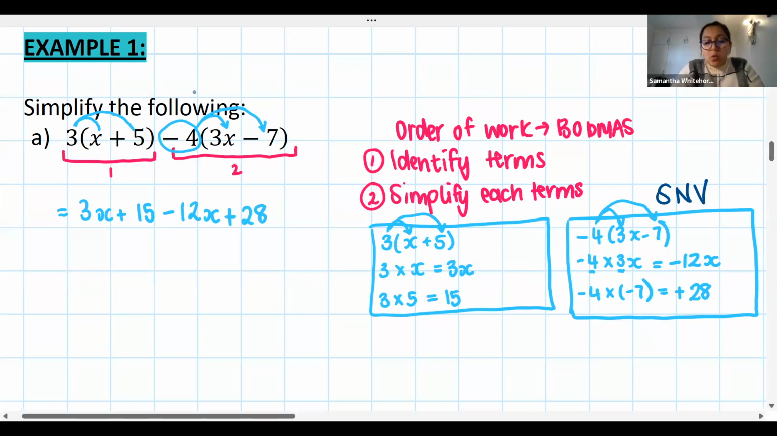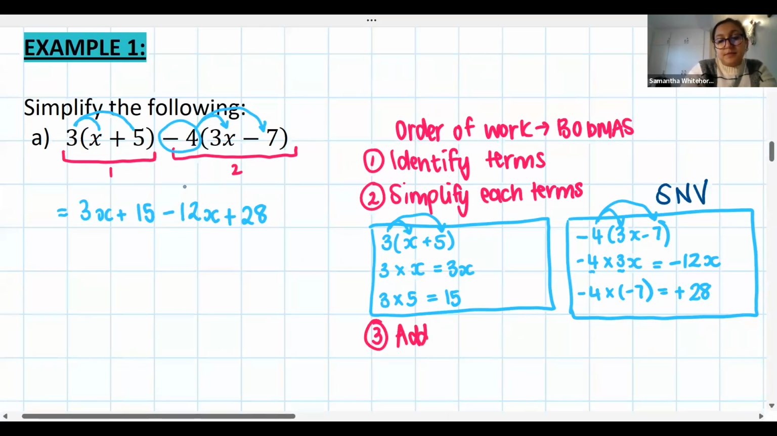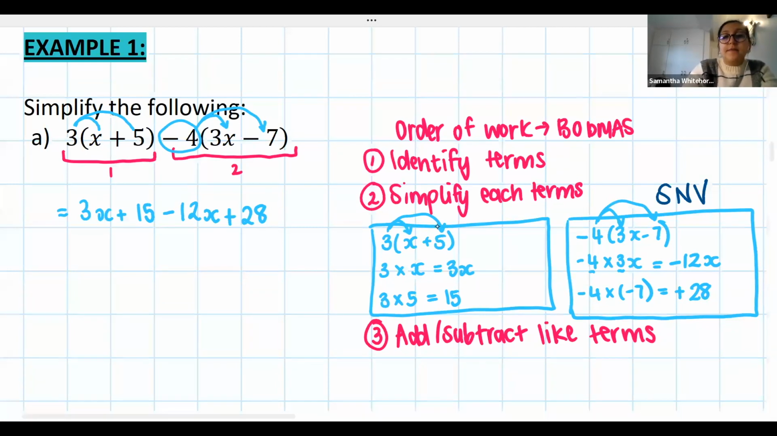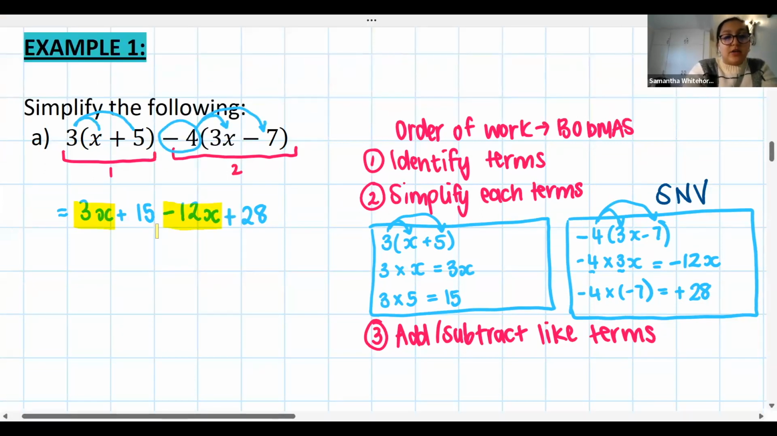Okay, so once we know what terms we're working with, we then need to simplify each of those terms so that we can eventually do the final step, which is to add and subtract like terms. Now remember, if you were here on Monday, we did a lot of adding and subtracting of like terms. Like terms are terms that have the same variable and same exponent. And I always say to you, grab a highlighter, grab a colored pen or something, and identify your like terms for yourself. So I see I've got a term with an x in it, and I have a second term with an x in it.